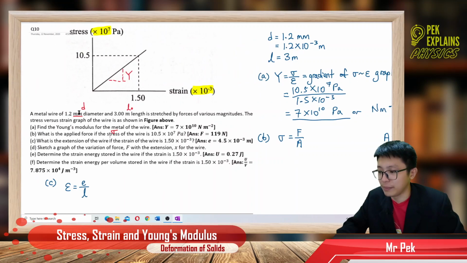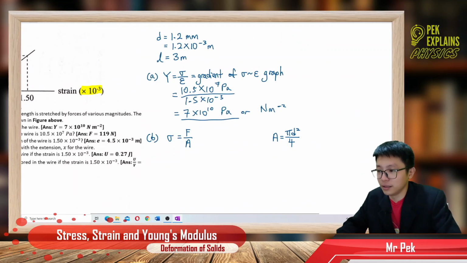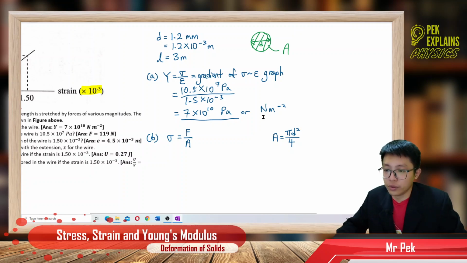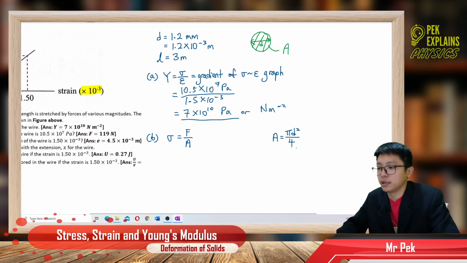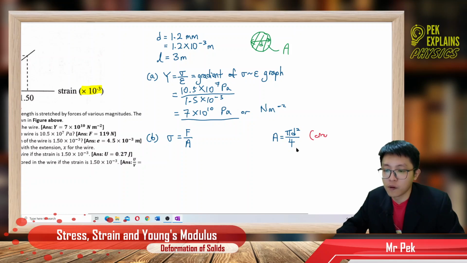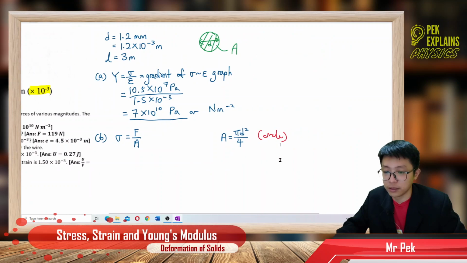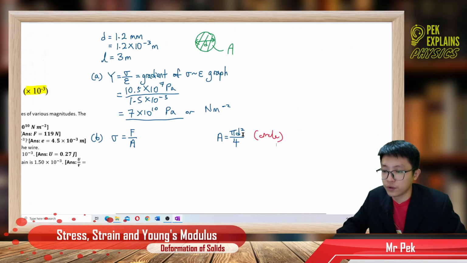If something has a diameter, of course it's a circle, isn't it? So I want to find the cross-section area. We have diameter, want to find the area. So its area is pi d squared over 4 for a circle, where diameter means it's a circle.